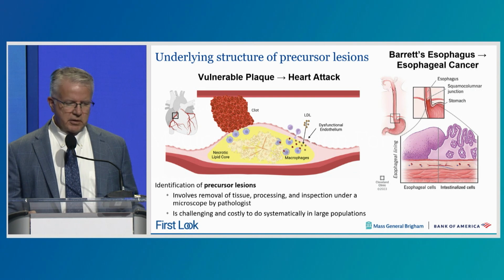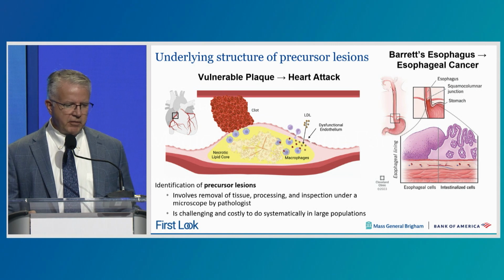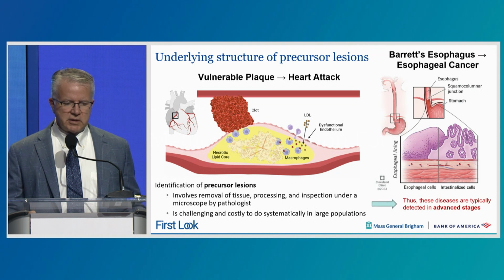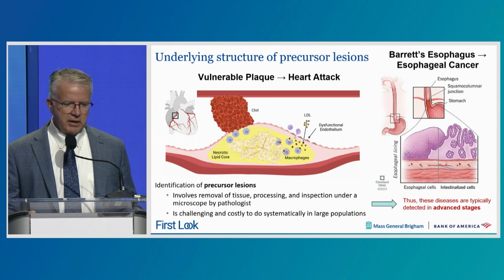Identification of these precursor lesions typically involves removal of tissue, processing and inspection under a microscope by a pathologist, and it is very challenging and costly to do systematically in large populations, and therefore these diseases are typically detected in advanced stages.